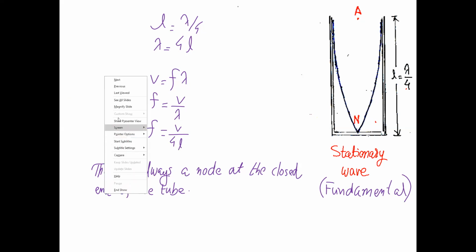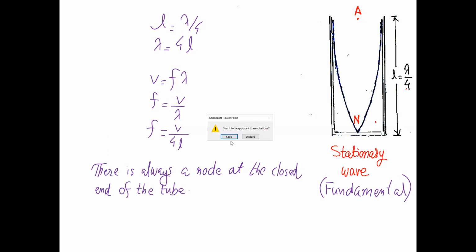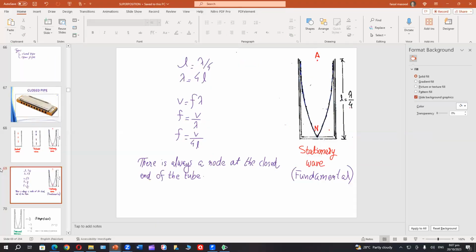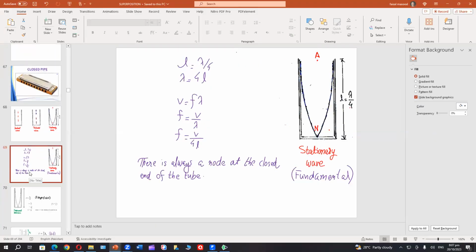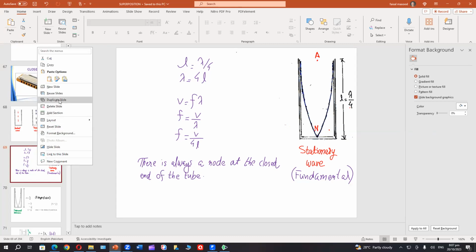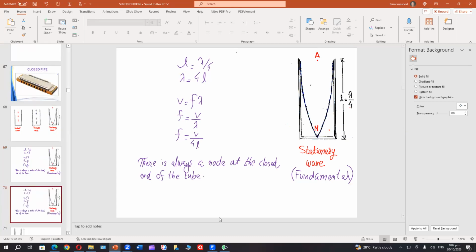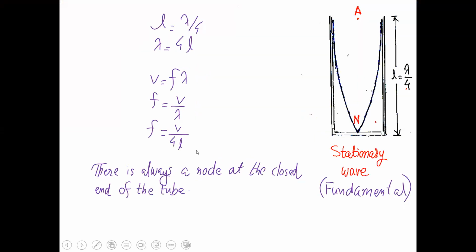Now, the most important concept which I want to repeat, which needs a very good understanding and is of critical importance, is the concept of how we determine this distance, lambda by 2, lambda by 4, etc. Now you have to learn this concept that we have a node and antinode.